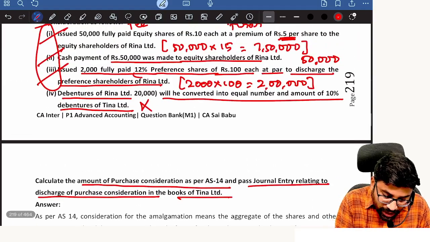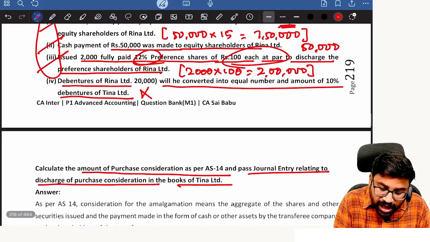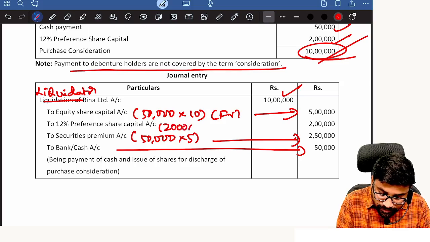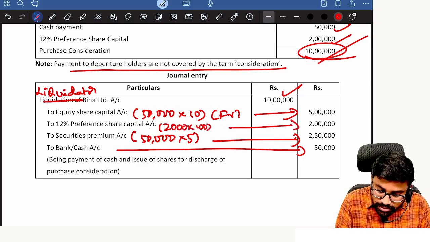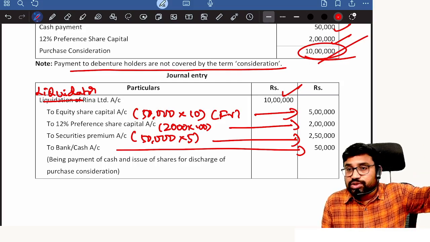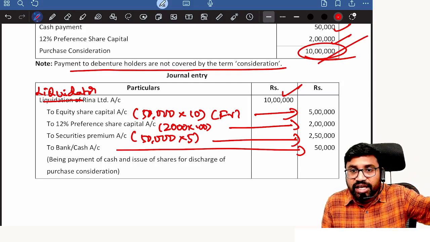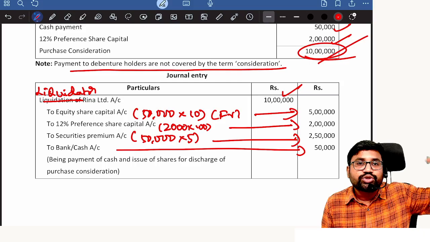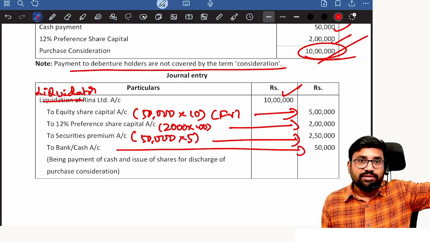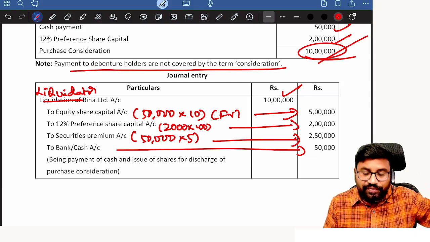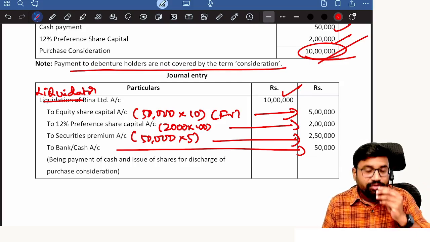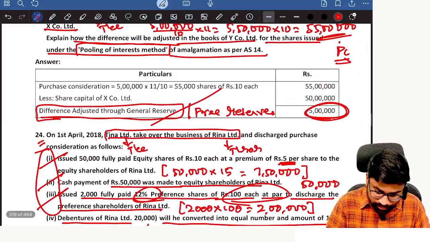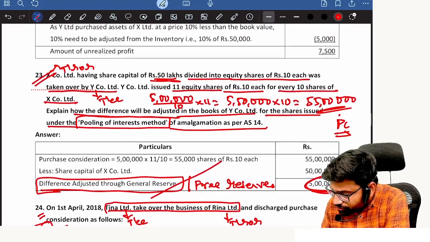And to preference shareholders we have given what? 12% preference shares, each given at par only. So therefore 2,000 into 100, 2 lakhs. I told you while explaining theory also, when you are writing the discharge entry in the books of transferee, there is a chance that securities premium may come, because you may issue shares or debentures above the face value. In this case, shares are issued above the face value. Everybody got it? That's it. This is question number 24. So we completed 24.